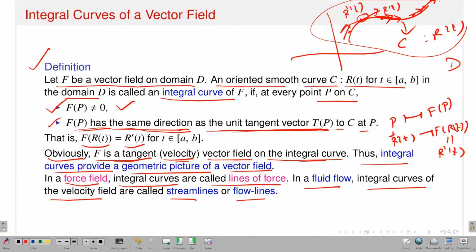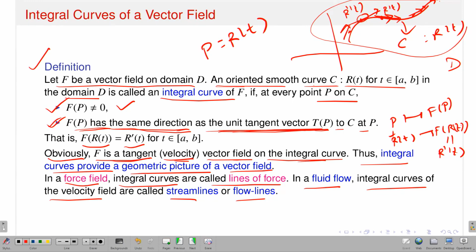So, therefore, let F be a vector field in your domain. An oriented smooth curve C which is parameterized by R of t in my domain D. So, that means this is a curve in my domain D. I will say that it is an integral curve of my given vector field capital F if the following condition is satisfied. If I take any point capital P in C, of the form R of t, so that means P is equal to R of t for some t, two things will happen. First of all, F of P should be non-zero, and second, F of P has the same direction as the unit tangent vector T at P to C.